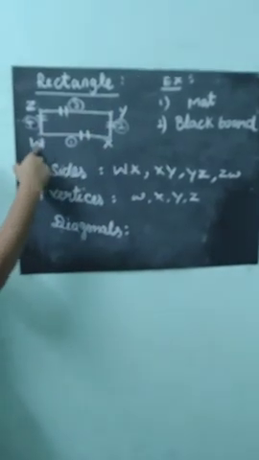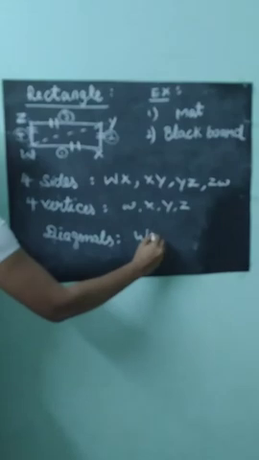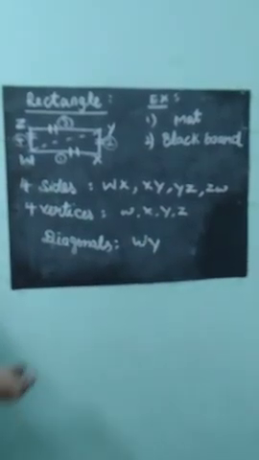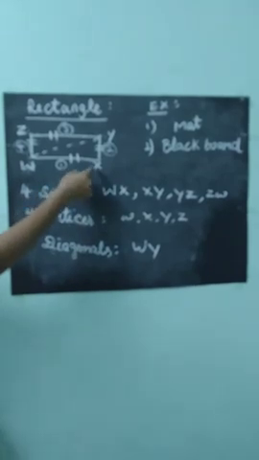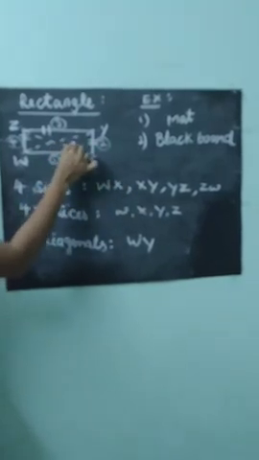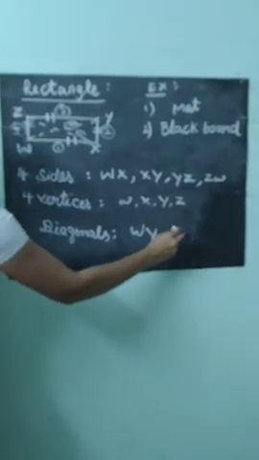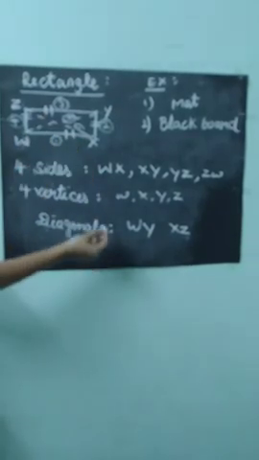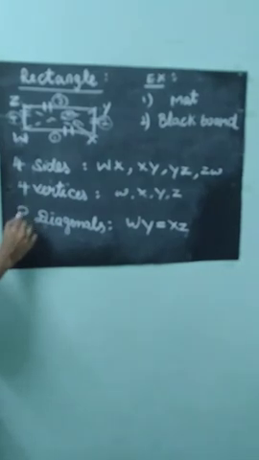Diagonals means opposite corner. What is opposite of W? Y. So I am joining WY. And next, what is the opposite of X? Z. So I am joining. This is the first diagonal and this is the second diagonal. What is the second diagonal? XZ. And these two are equal in size. So how many diagonals are there? 2 diagonals, ma. That is WY and XZ, and these two are equal in size.